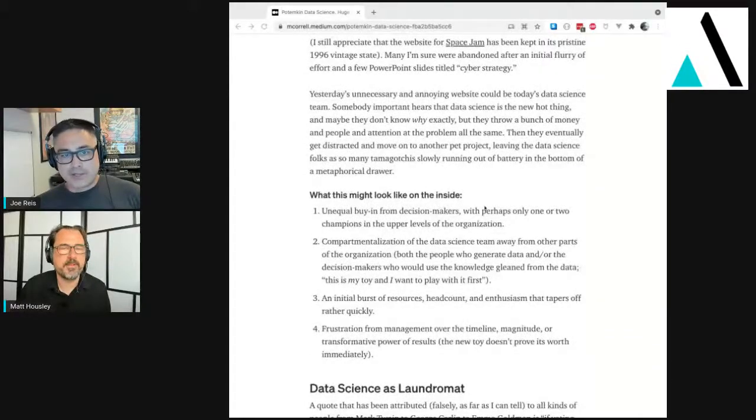And the consequences of this are unequal buy-in from decision makers, compartmentalization of the data science team away from other parts of the organization. Yes. An initial burst of resources, headcount, and enthusiasm that tapers off rather quickly. We've seen this a lot. And frustration for management over the timeline, magnitude, or transformative power of results, i.e. the new toy doesn't prove its worth immediately.